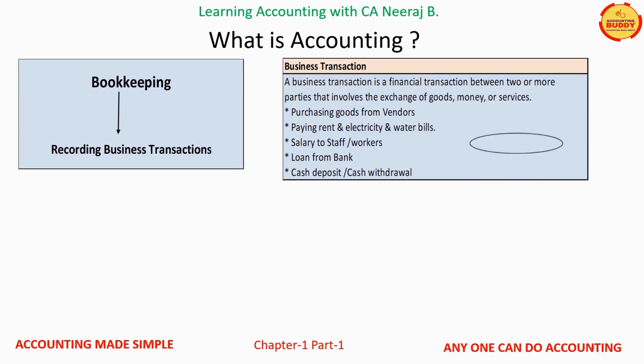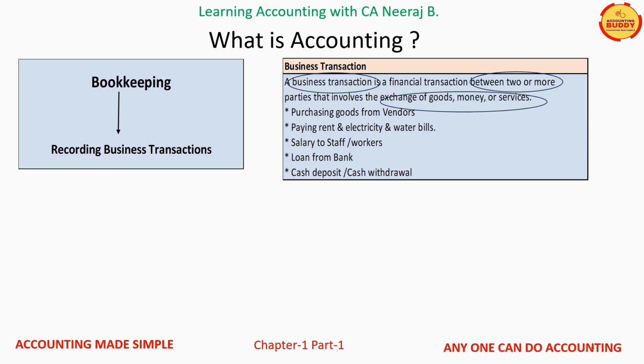First, two or more parties are involved. Second, there is an exchange of goods or services or money among the parties. And the third one is the transaction is related to business. Now let us understand this further with examples.